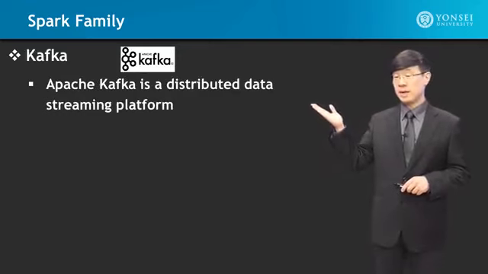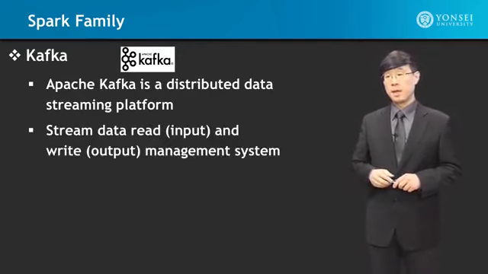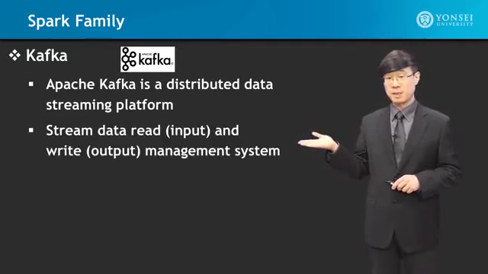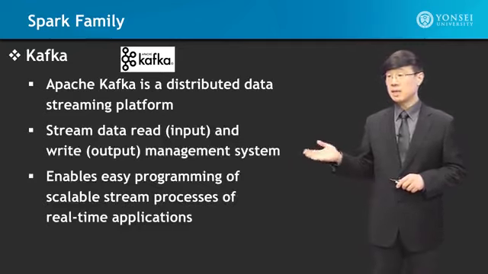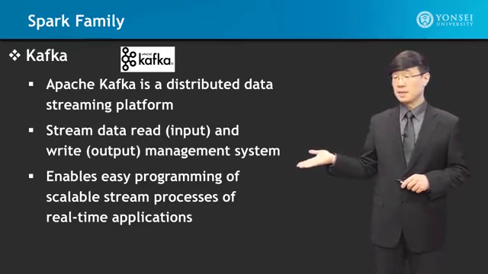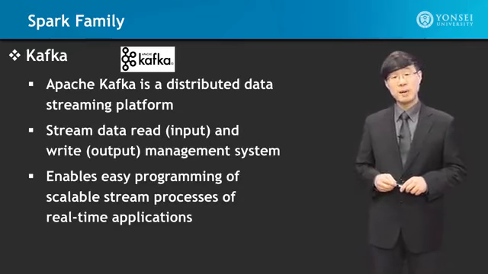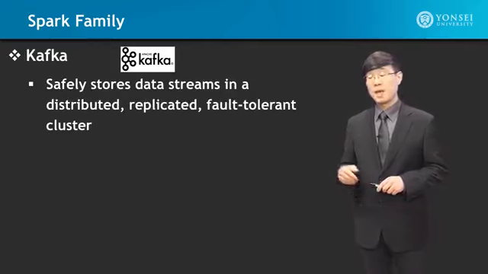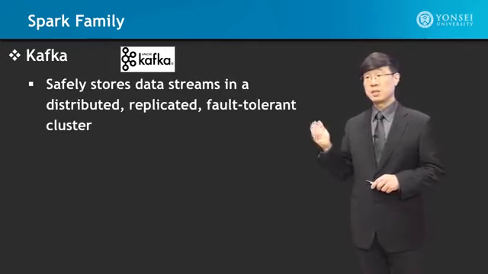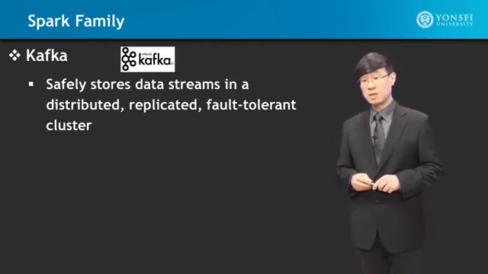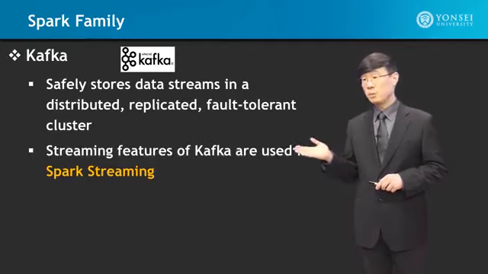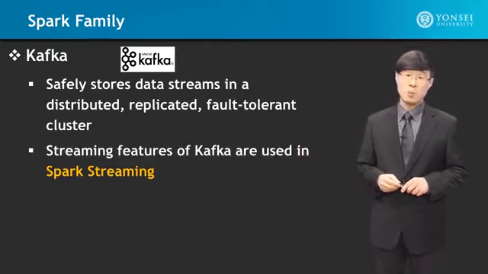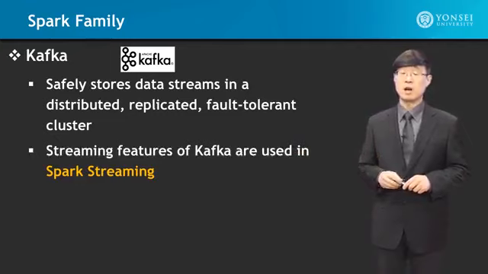Kafka is a distributed data streaming platform. It provides stream data read and write management system capabilities. It enables easy programming of scalable stream processes of real-time applications. It safely stores data streams in a distributed, replicated, fault-tolerant cluster. And streaming features of Kafka are used in Spark Streaming, which we will talk about soon.